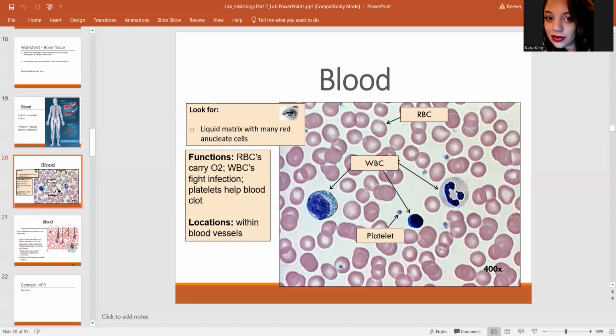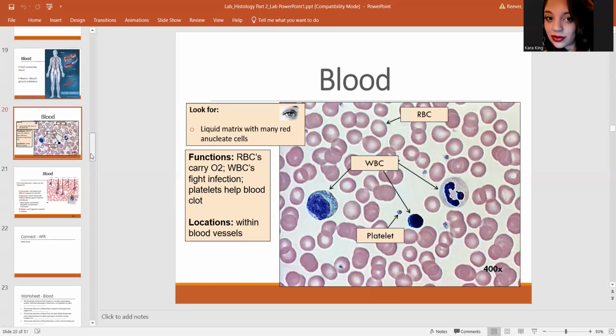So not the blue ones, the regular circular ones, those are red blood cells, right? Yes, that's right. The ones that are highlighted are the leukocytes, the white blood cells, right? And the little tiny ones are the platelets. That's right. And she could ask you a function.